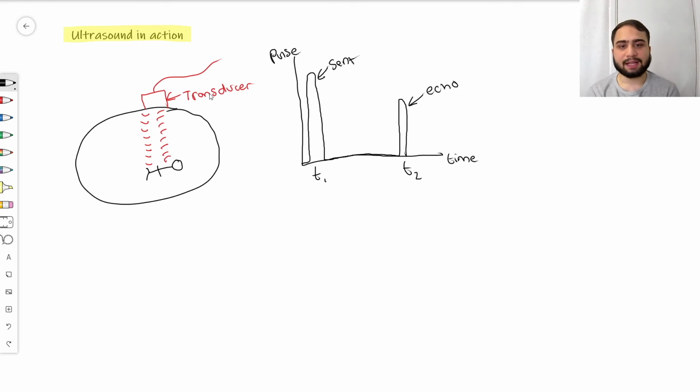Now, the time difference between these two is as follows: t2 minus t1 is equal to delta t, because remember delta is the Greek symbol for change in. Now, delta t is the time there and the time back. So if I just do t1 and I do t2, something that we know is the speed of sound within the womb. The womb is mostly water, so we can just say speed of sound in womb.